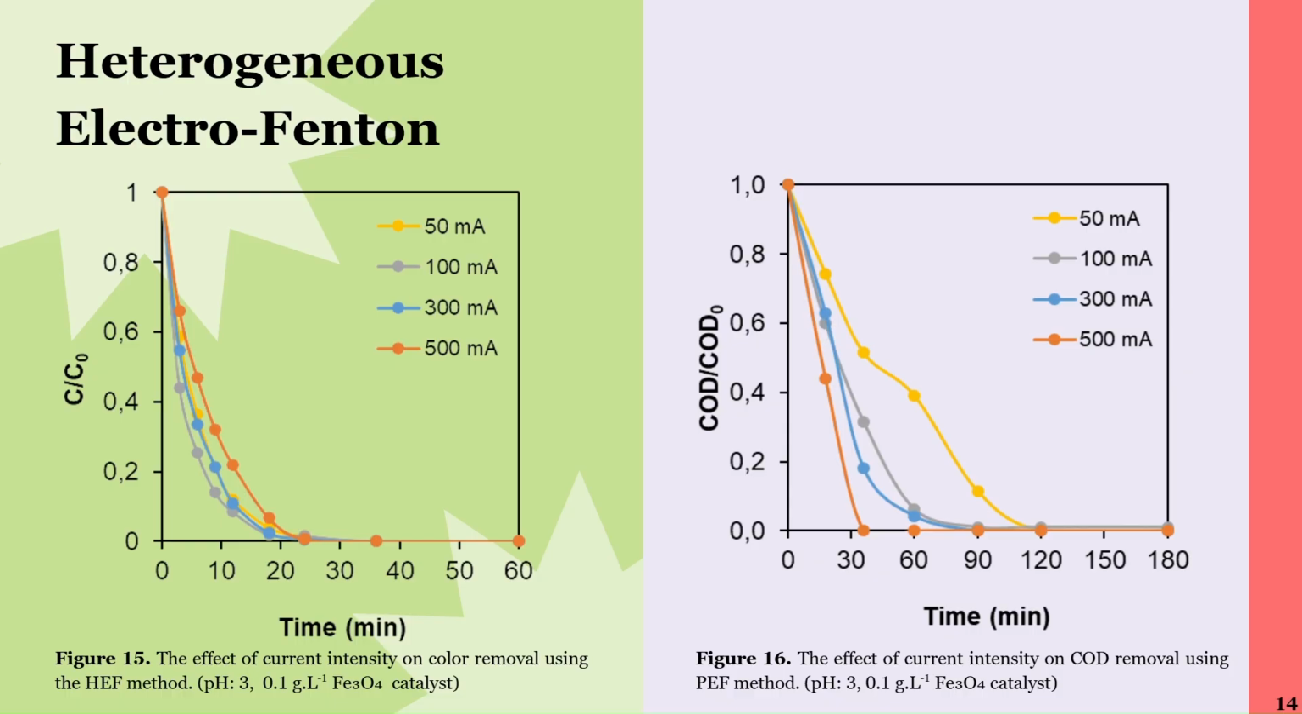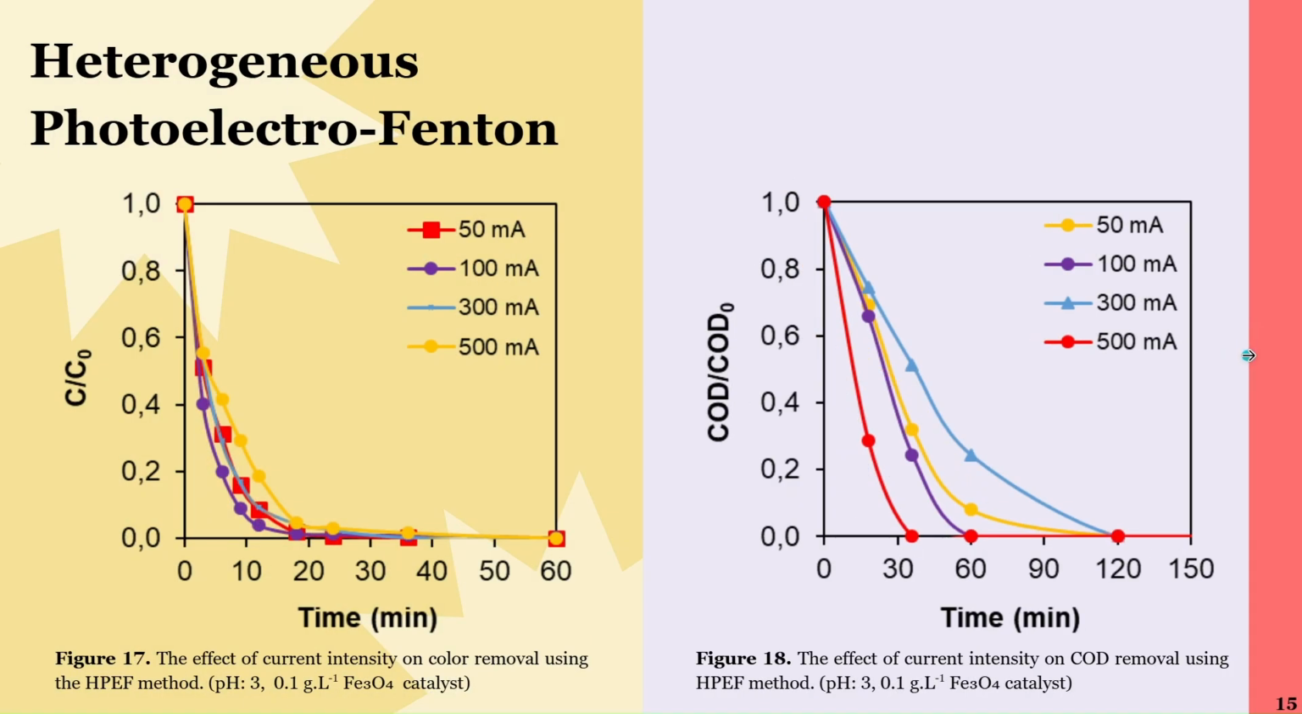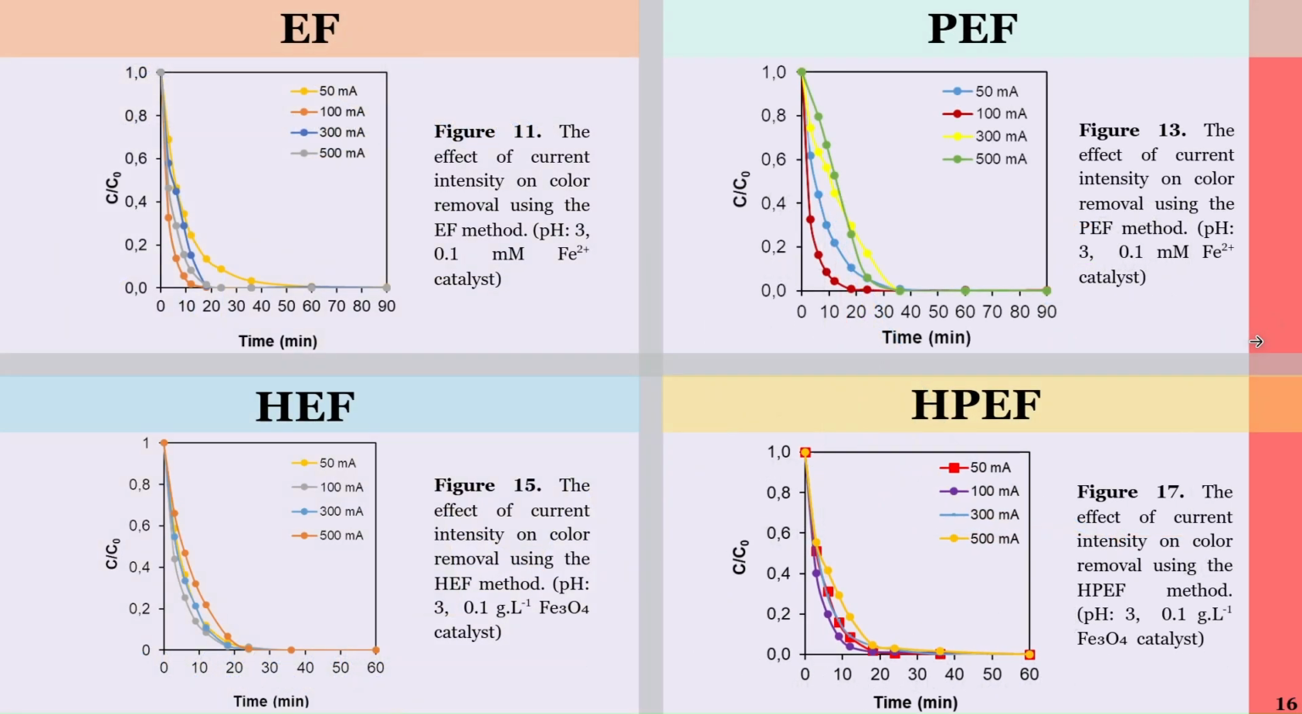Figures 15 and 16 illustrate the heterogeneous Electro-Fenton performance. Complete color removal occurred at 24 minutes at 100 mA, and mineralization increased steadily with current, and the fastest complete COD removal occurred at 36 minutes at 500 mA. The findings of the heterogeneous photoelectro-Fenton method are illustrated in figures 17 and 18. Complete degradation was achieved at 18 minutes under 100 mA. Complete mineralization was obtained within 36 minutes under 500 mA and within 60 minutes under 100 mA respectively.